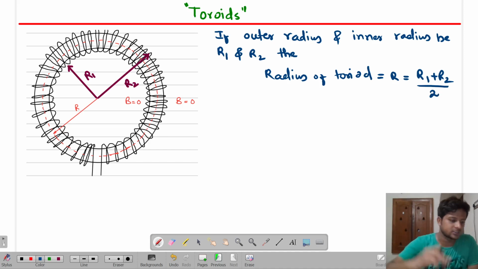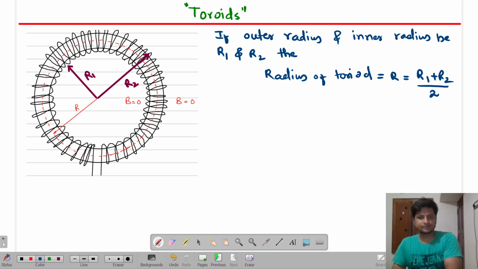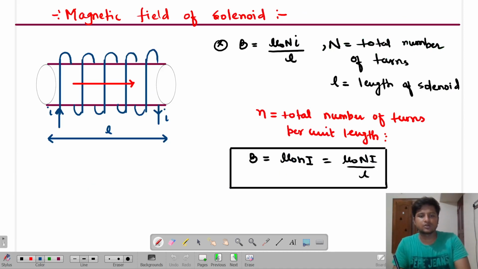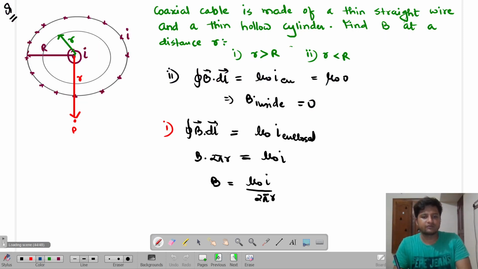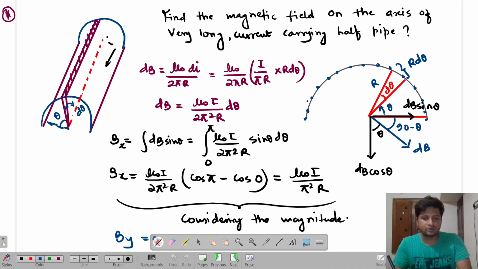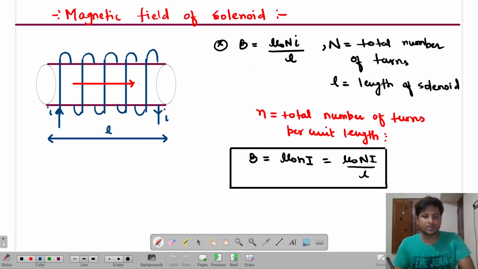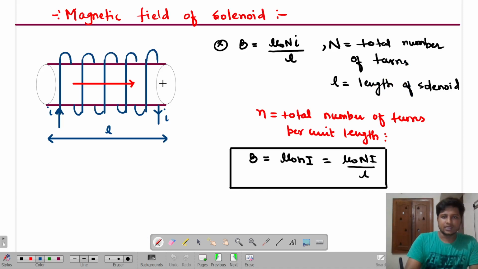There is no derivation. Just learn it. Like earlier, we defined the magnetic field for every case, like for a solenoid. We were defining the integral of B dot dl equal to mu naught N i. Here dl is just the length element.